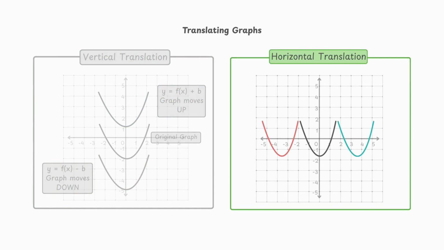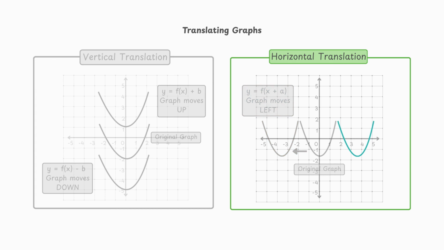Now let's compare this with horizontal translation on the right. Again, start with the black graph as the original. Now look at the red graph on the left side. This graph has shifted to the left, but here is the important difference. The movement is not up or down, it is sideways. Every point has moved horizontally, not vertically. This comes from y equals f of x plus a. Even though it says plus, the graph moves left.